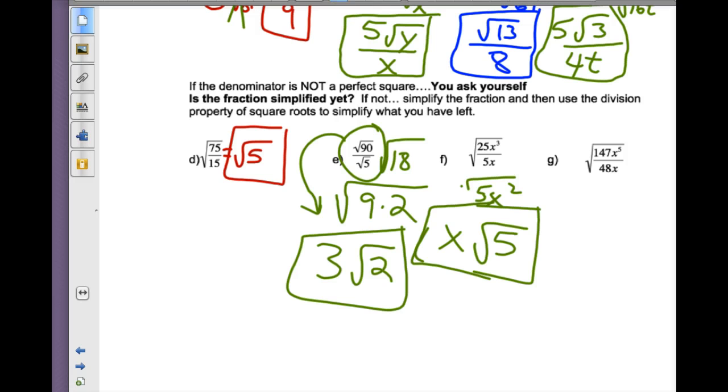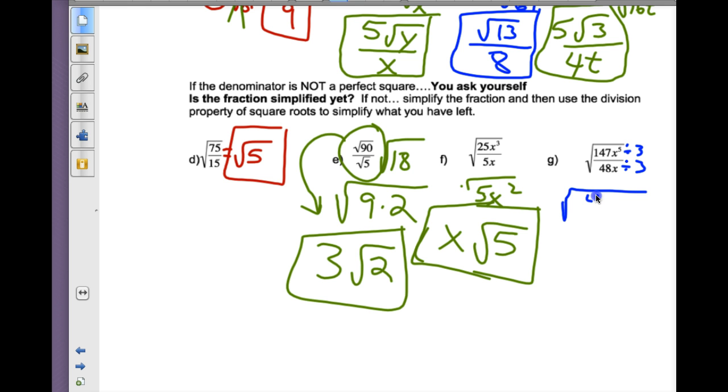All right, next one. 147 and 48. Can that be reduced by anything? Heck no. 3 is 49. Well, you got to reduce them though. So what number goes into both 147 and 48 that we can reduce them by? Oh, 3. Everybody grab your calculators and divide them by 3, and then subtract your x's.